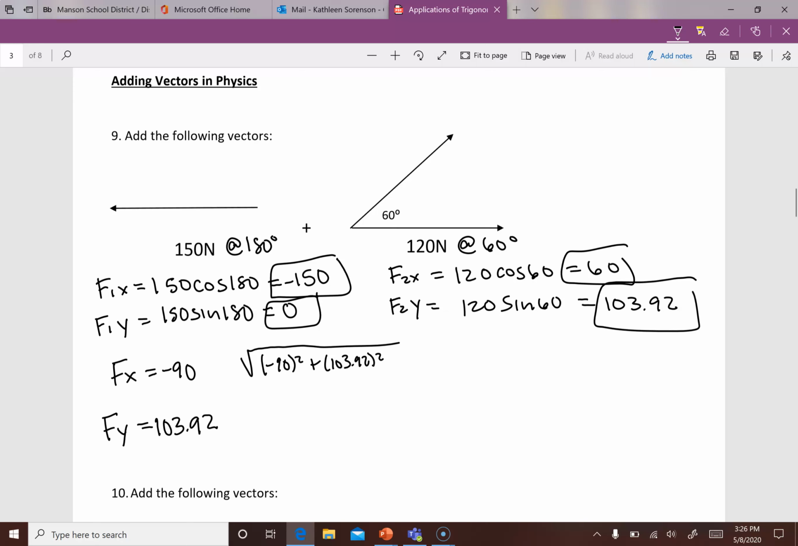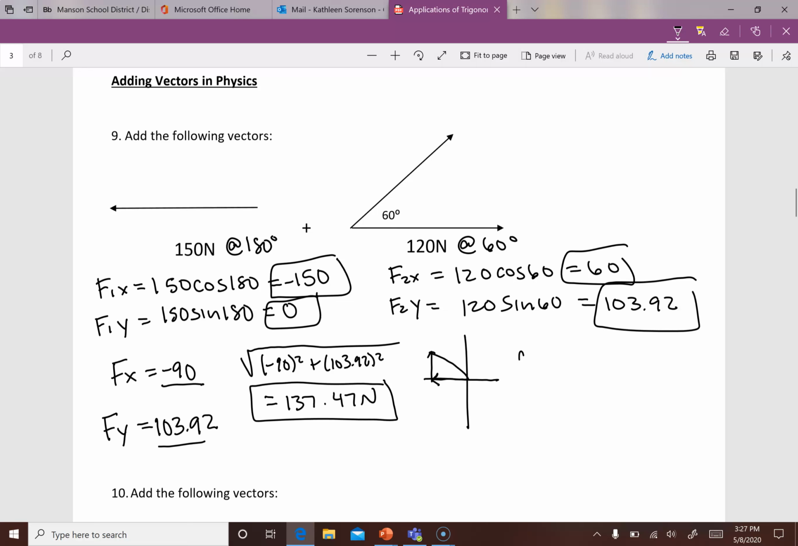All right, let's go ahead and find our magnitude by doing negative 90 squared plus 103.92 squared. Just get that straight in your calculator, and I get 137.47 newtons. So that's our magnitude, or our length. Now we have to think about where this angle is. Well, here we're given that we've got a negative x and a positive y. So that would give us a negative x in this direction and a positive y be this.